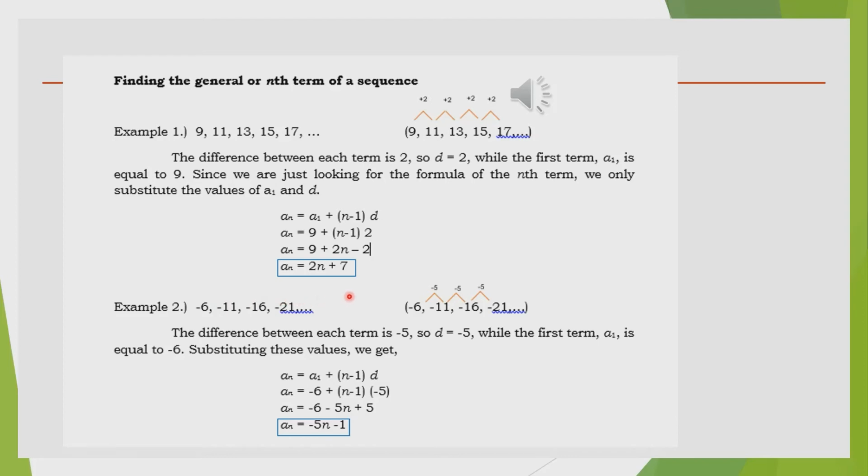So our a sub 5 is, so subscript n here is changed to 5, and n here is changed to 5. So our a sub 5 is equal to negative 5 times 5, which is negative 25, minus 1 is negative 26. Right?